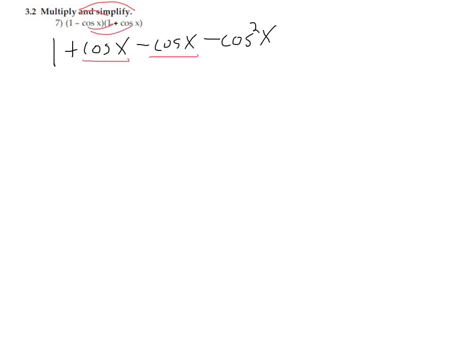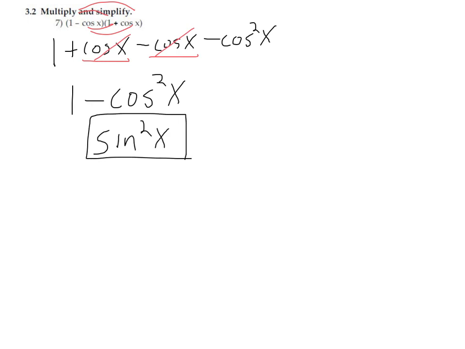Notice the cosine and the minus cosine cancel. We have 1 minus cosine squared x, and that is sine squared x from the Pythagorean identity. Nice. Next question.